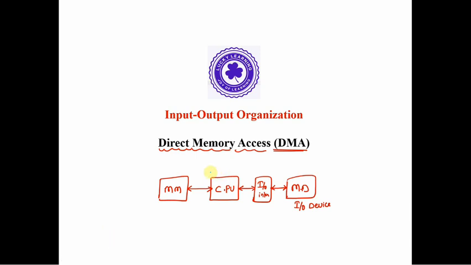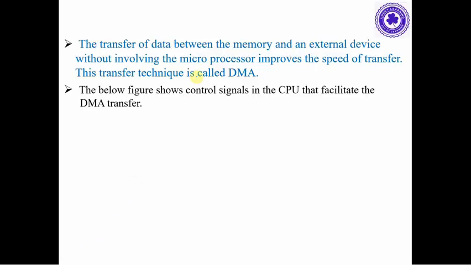Now, in direct memory access, we have to relieve the intervention of the CPU. It means without the intervention of the CPU, the transfer of information between the main memory and the magnetic disk, or IO devices, should happen directly. This concept is called direct memory access. The transfer of data between the memory and external devices without involving the microprocessor, meaning the CPU, improves the speed of transfer. This transfer technique is called direct memory access.